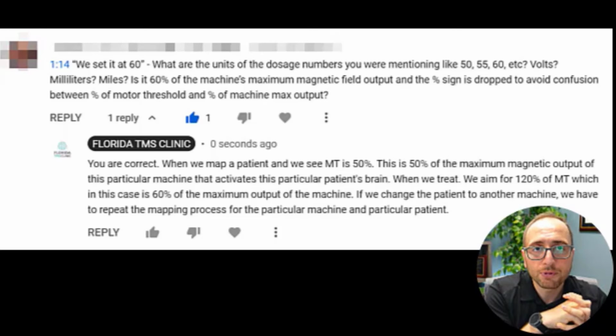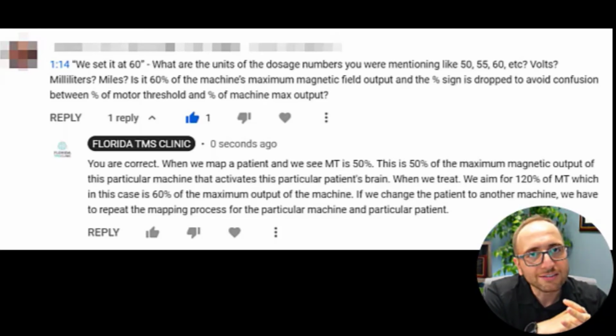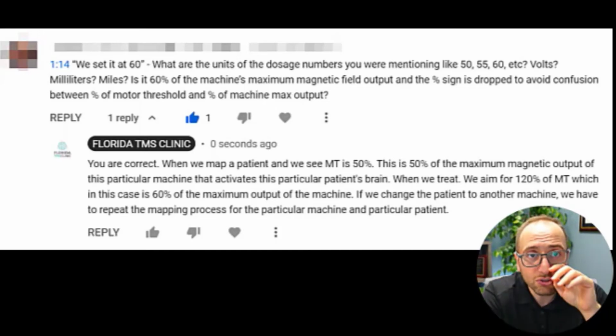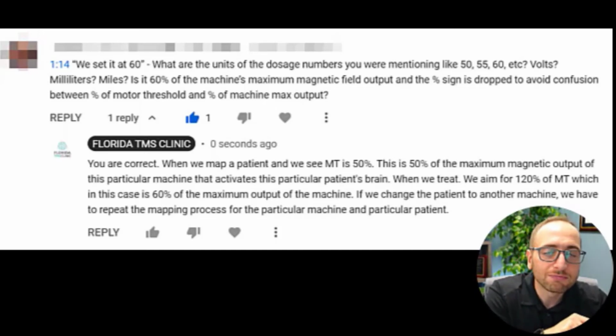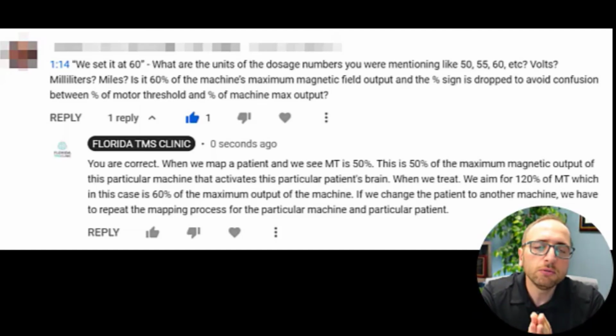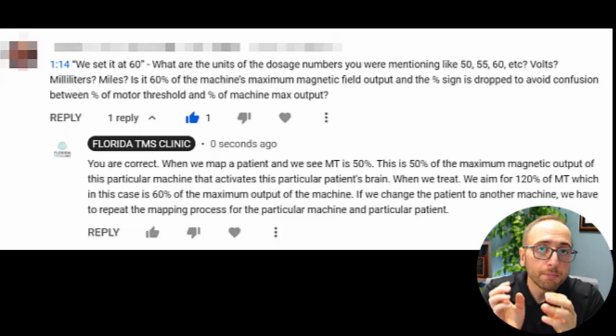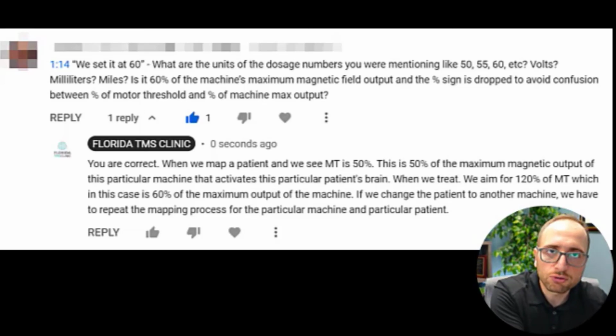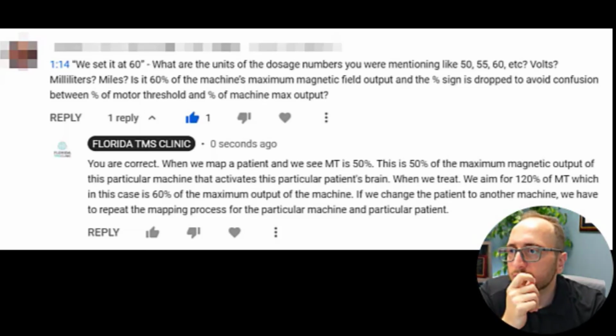Now I'm mapping this patient on that other chair. And now let's say that their MT is 52% of the maximum intensity of that device, right? Now I set the treatment target at 120% of that 52. So that would be, I don't know, maybe 63, okay? All right. So hopefully that makes sense. All those numbers are percentage, okay? But we have to understand that when we're doing the MT, we're talking about the percentage of the maximum intensity of the coil, and then when we're setting the target, we're saying 120% of the motor threshold, measured based on the maximum intensity of that particular machine, okay? All right, hopefully this answers your question.